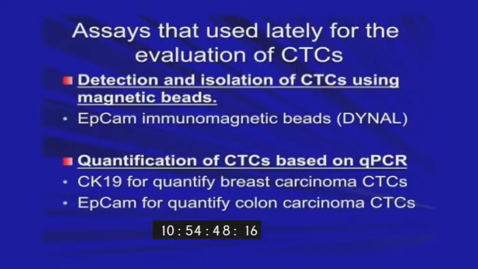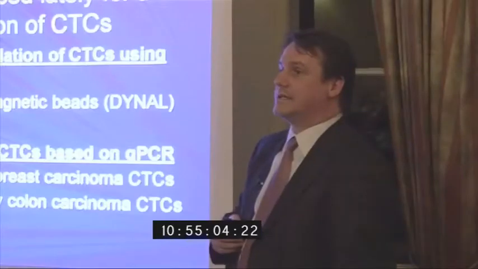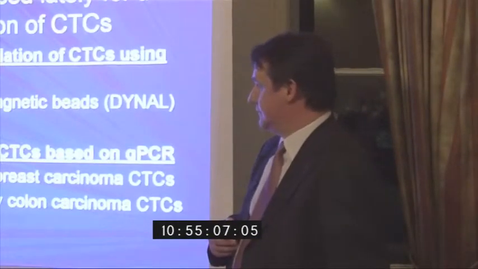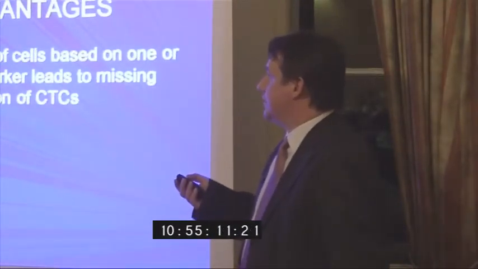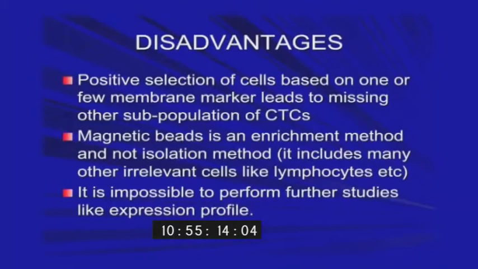Also, we can quantify circulating tumor cells by real-time PCR using a specific marker, the gene of a specific antigen that is expressed in a specific tumor, like cytokeratin 19 for breast carcinoma, or EpCAM again. But what are the disadvantages? First, we are talking about positive selection of cells based on one or a few membrane markers, which means that you lose all the other subpopulations of circulating tumor cells.